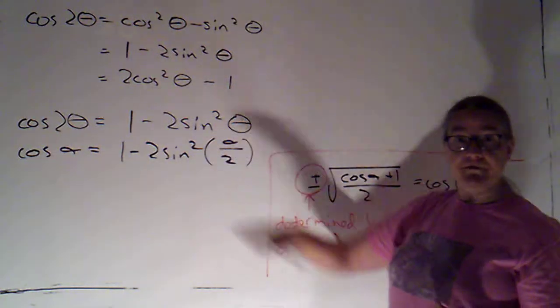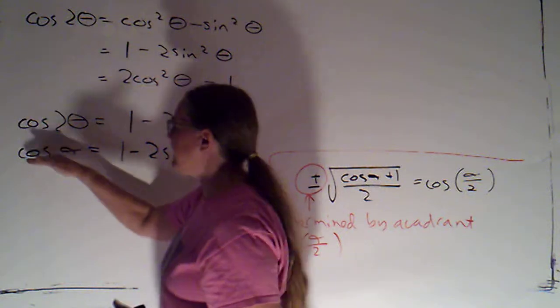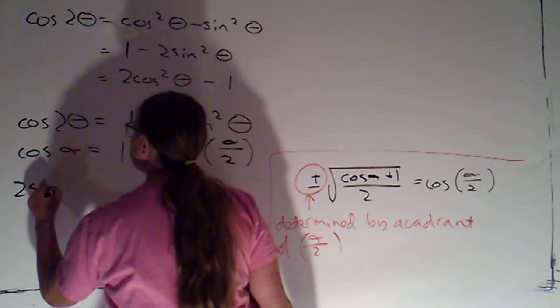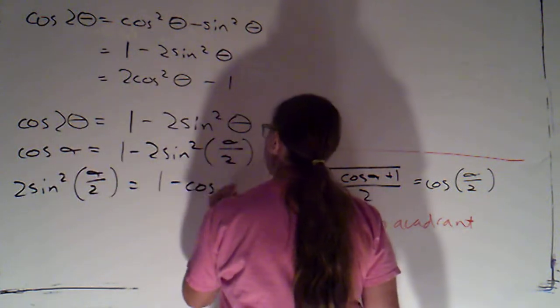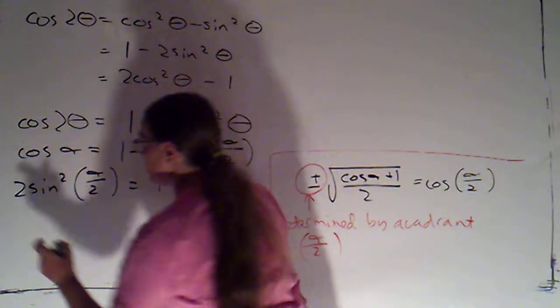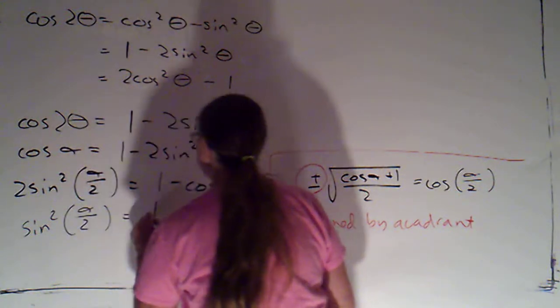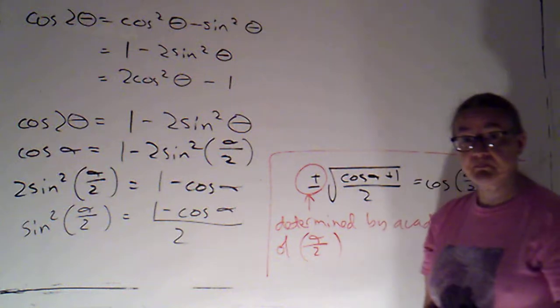I'm going to solve for sine squared. And to make it positive, I'm going to add it over to the left side, and then I'll subtract over the cosine alpha. So we'll have 2 sine squared alpha over 2 is 1 minus cosine alpha. And then I can divide both sides by this 2. So sine squared alpha over 2 is 1 minus cosine of alpha all over 2.